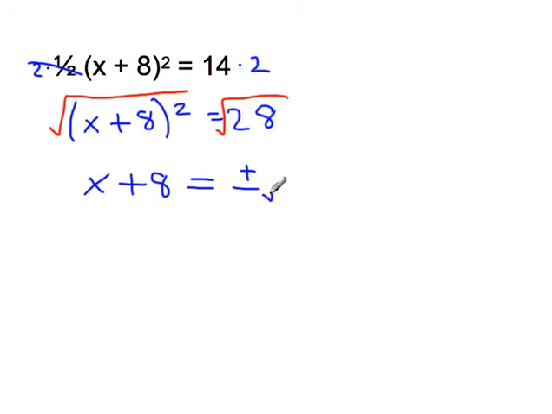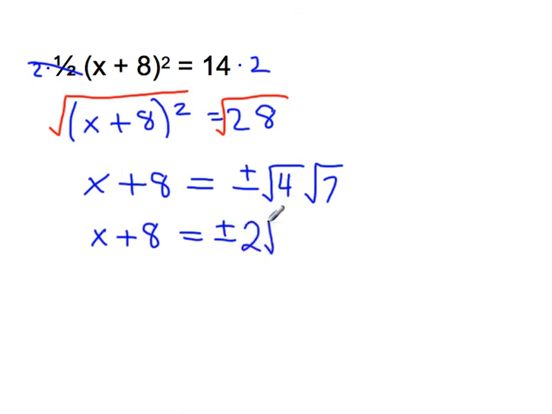The greatest perfect square that goes into 28 would be 4, and that would be 4 times 7. Okay, so I've got x plus 8 equals plus or minus, the square root of 4 is 2, square root 7 is left. Now I still need to solve for x by subtracting 8. So I'm going to subtract 8 from both sides. That leaves me with x equals, these are gone.